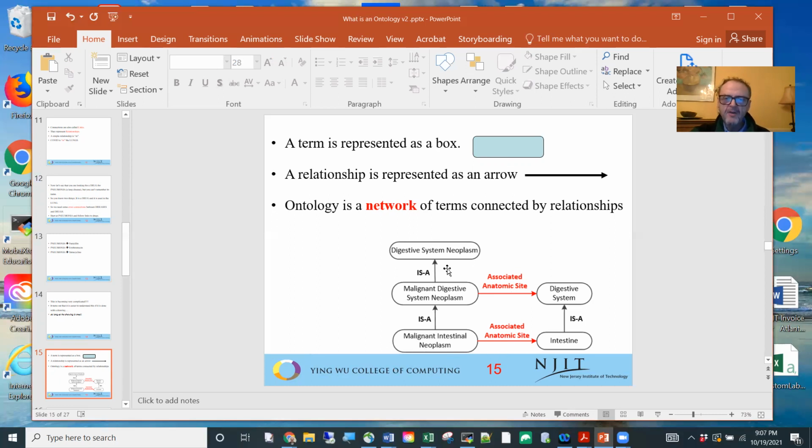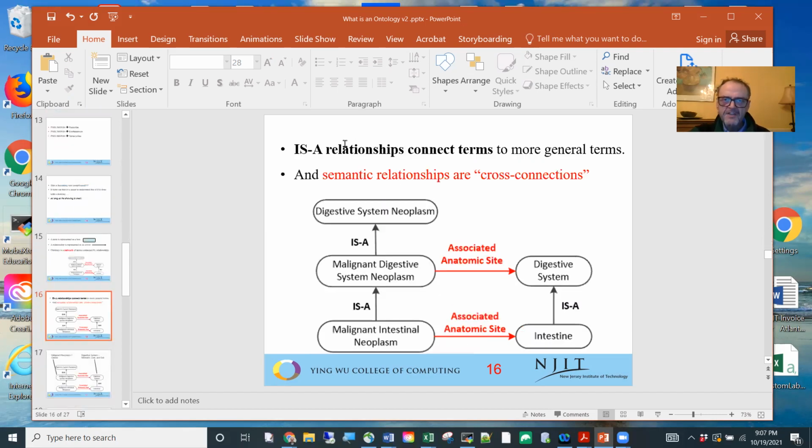And before I said part of is the most important relationship, but actually the most important and sort of privileged relationship in ontology is called is-a. So much so that we're distinguishing between is-a and everything else. So is-a relationships connect terms to more general terms. And semantic relationships are these cross connections that I was talking about, and I color-coded this. So the is-a are in black and the semantic relationships are in red.